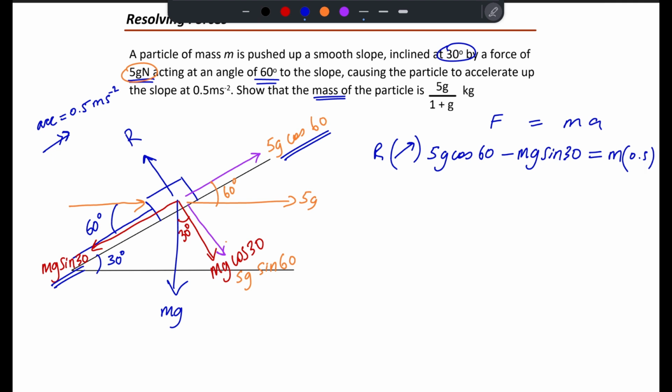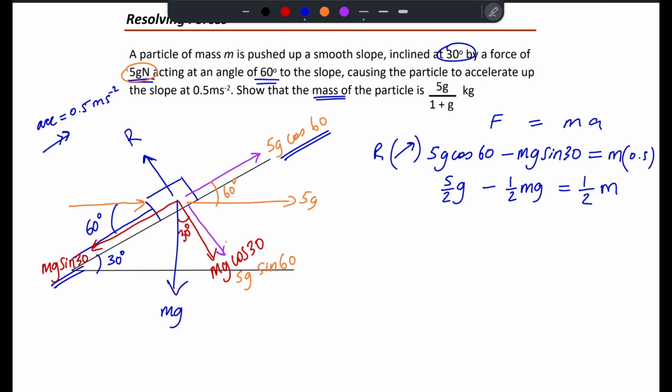Cos 60 and sine 30 are nice numbers. When you put this in a calculator, or you might already remember it, cos 60 is just a half. So 5 times g times cos 60 is just 5 times a half times g, so it's 5 over 2 g. And then sine 30 is going to give you a half as well. So that's take away mg, or a half mg, is equal to a half m, or m over 2.